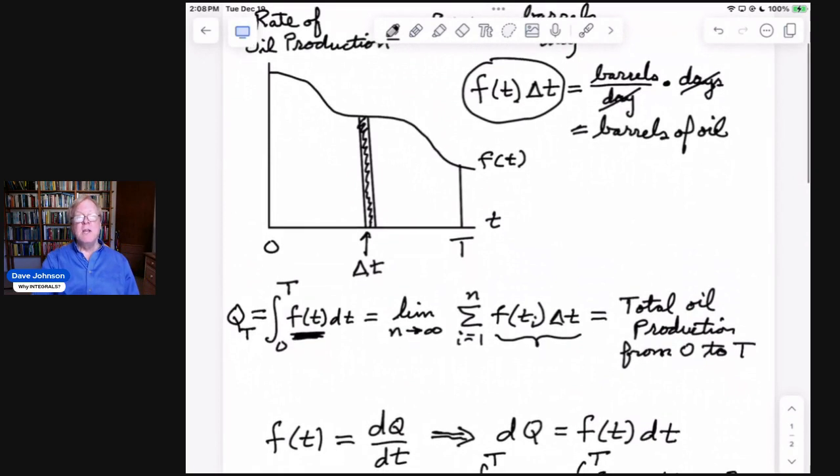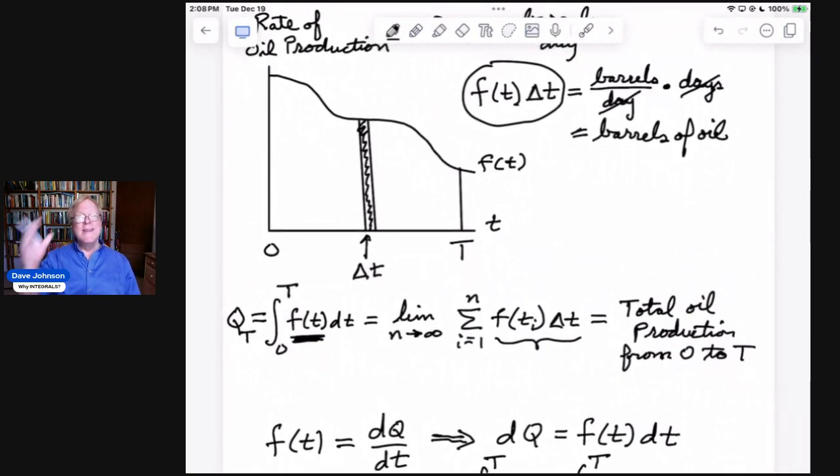And so next time your teacher talks about the area under a curve, don't think geometrically, think in terms of quantities based on these rates.